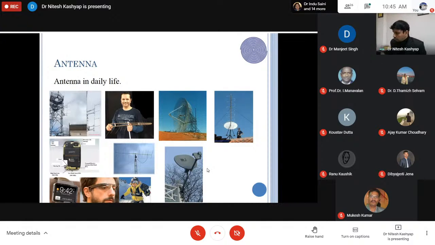Antenna is a very integrated part of our daily life right now, because we are dealing with several wireless communications in our daily life. So the importance of the antenna, antenna designing and antenna engineering is very important for today's wireless communication system.